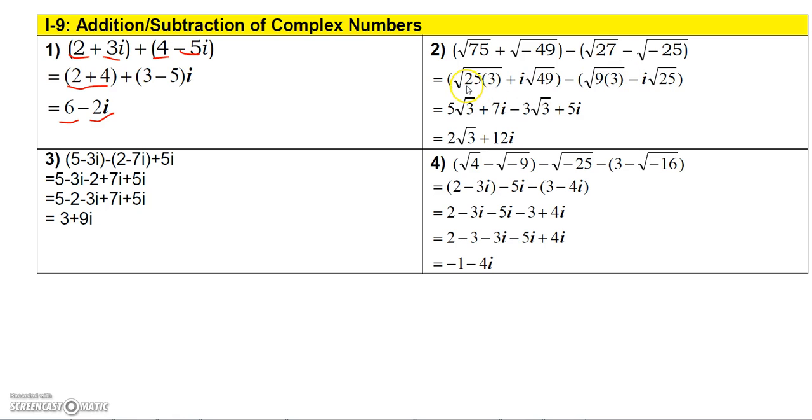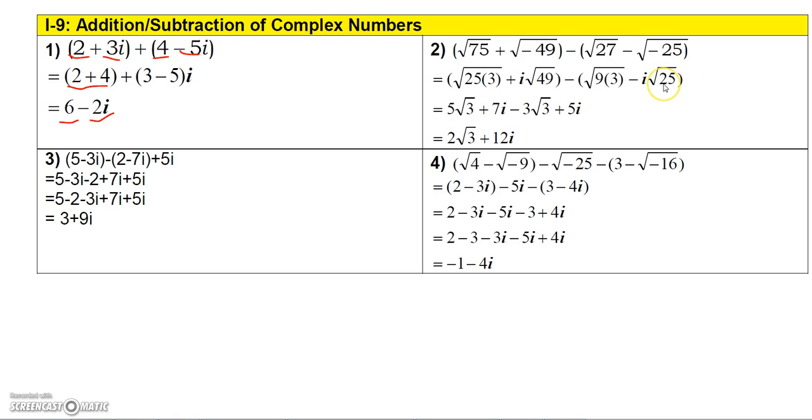Now let's continue simplifying this radical. If I take the square root of 25 out of here, I get 5, and then the 3 stays inside. So I get 5 times square root of 3. And then the square root of 49 is 7, so this would just be 7 times i. And now remember, we've got to distribute this negative, so be careful here. The square root of 9 is 3, so this would be 3 times the square root of 3, but I have to distribute the negative, so it's minus 3 square root of 3.